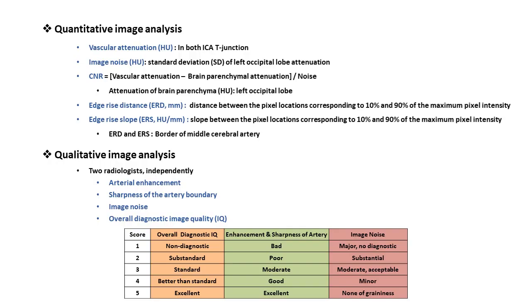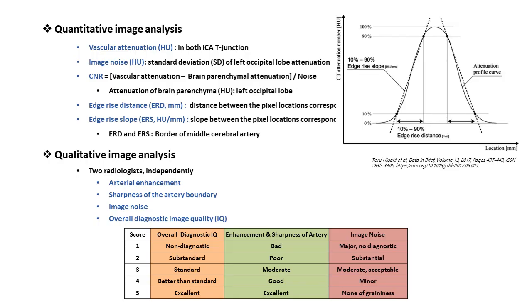We performed both quantitative and qualitative analysis. Quantitative metrics included vascular attenuation, image noise, and CNR, contrast-to-noise ratio. We also measured ERD, edge rise distance, and ERS, edge rise slope, for evaluation of arterial boundary sharpness. Qualitative image analysis was independently performed by two radiologists with 5-point scales including arterial enhancement, arterial sharpness, image noise, and overall image quality.